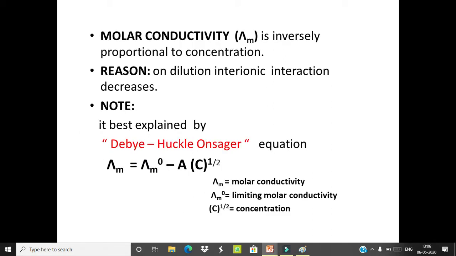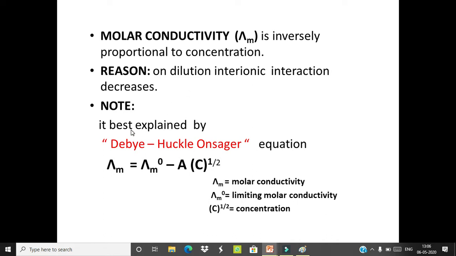Okay. Now, what about the molar conductivity? So the molar conductivity shows the opposite effect towards the concentration. As you increase the concentration, molar conductivity decreases. The reason is that as you increase the concentration, inter-ionic interactions increase, due to which conductivity decreases. And in reverse, on dilution, inter-ionic interaction decreases, so conductivity increases.